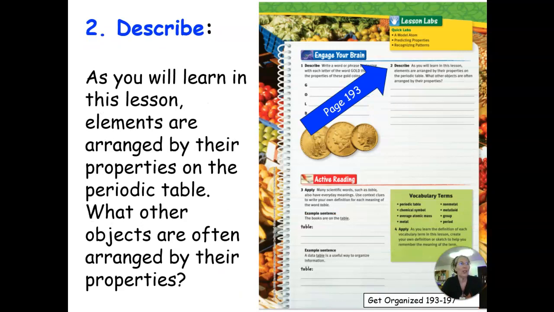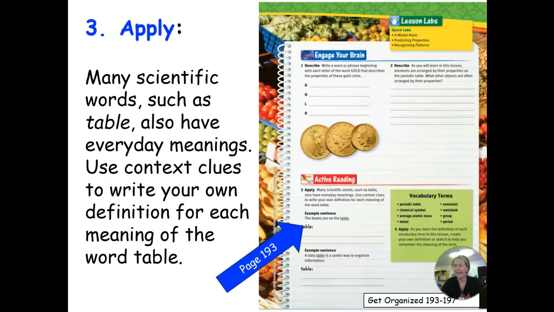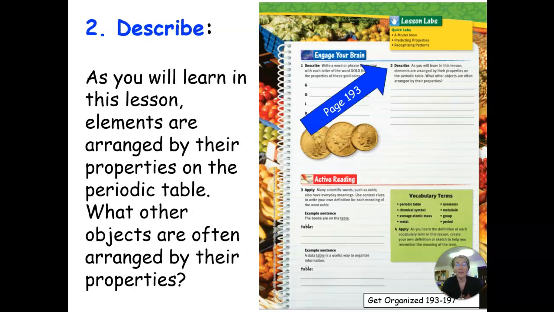And then you go on to question 2, and it says, as you will learn in this lesson, elements are arranged by their properties. What other objects in your life are arranged by their properties? So if you went home, is there anything in your house that's categorized or organized? Describe, because describe means more than just a word. Well, my shoes, of course. My shoes are arranged by color. My shoes are arranged by how I use them, like sports shoes and dress shoes.